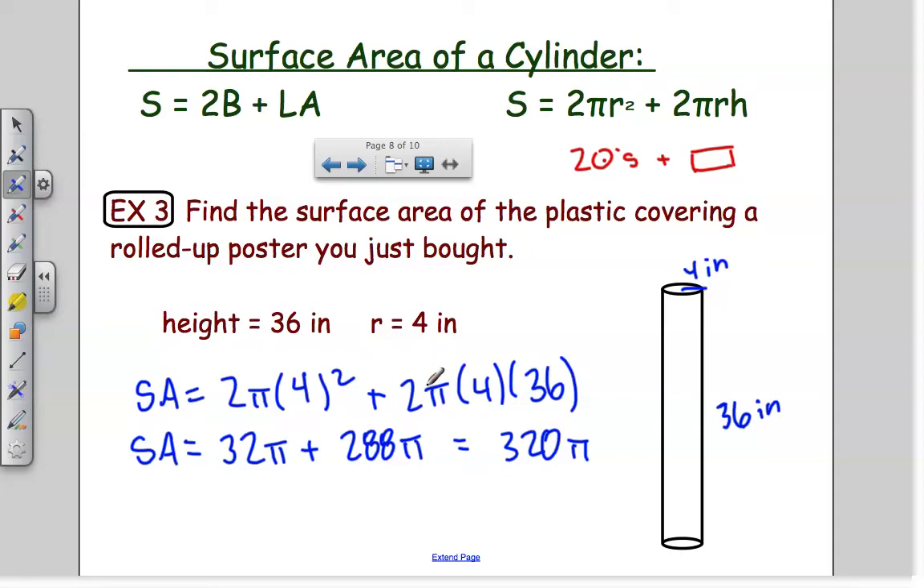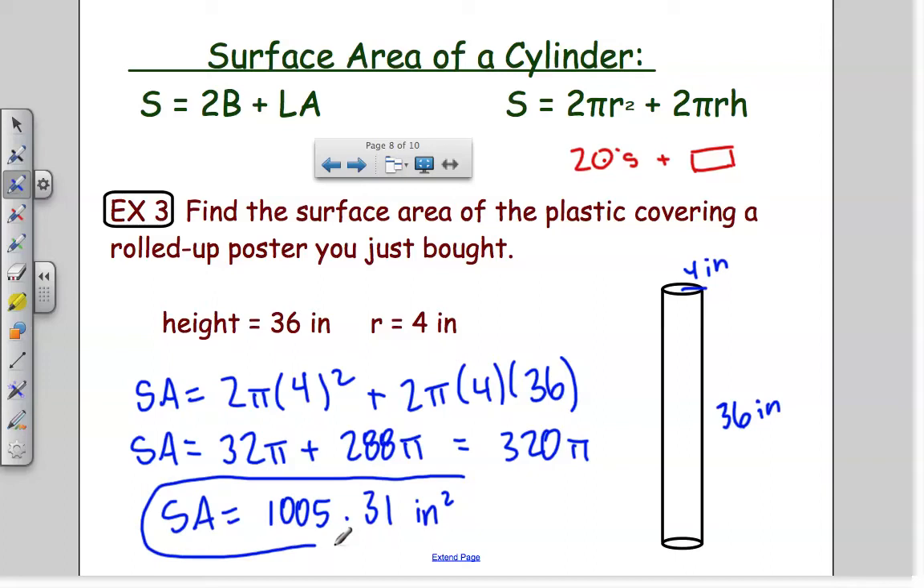But most likely you're going to just get a decimal, and you could actually get a decimal immediately if you do 2 times pi times 4 squared plus 2 times pi times 4 times 36. Either way, if you do this all in one step, the surface area of that cylinder is 1005.31 to 2 decimal places. Now this is the area of that poster or the plastic covering it, so inches squared was my unit for area. And that's how I find the surface area of a cylinder.